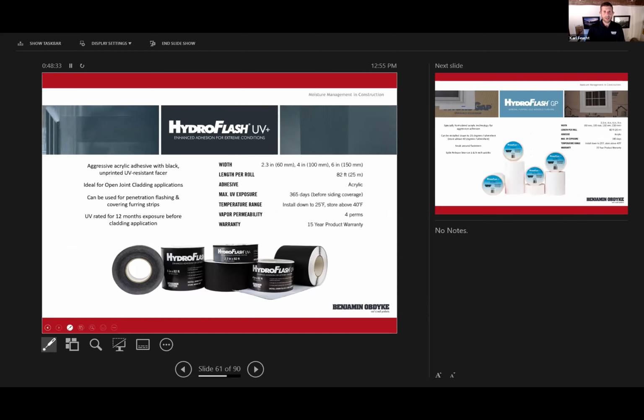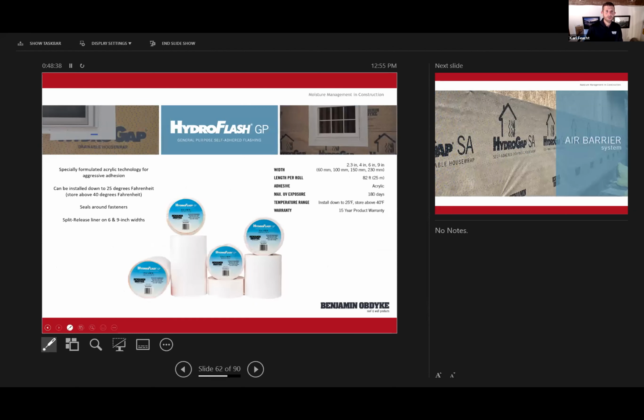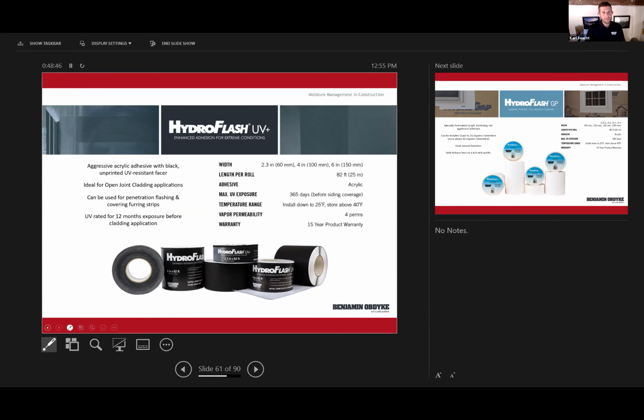And there are 3. You'll see 2 of them here. 2 of them are tapes. One of them is called HydroFlash UV+. One of them is called HydroFlash GP, which stands for general purpose. A couple of things about these tapes. All of our products use an acrylic adhesive, and that's really important. Acrylic adhesive is the best adhesive technology on the market today. And I'll spend a little more time talking about that in just a minute. They are pressure activated, so we want to make sure that we're rolling out and applying some pressure to our tapes.